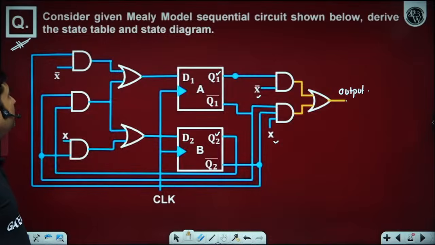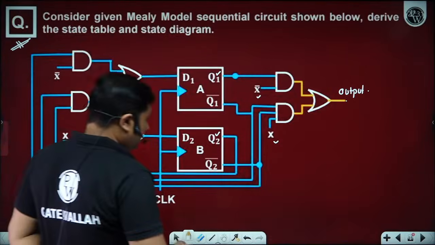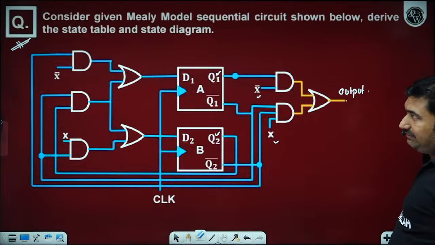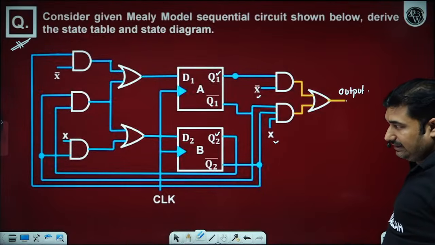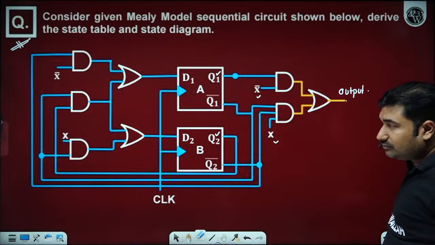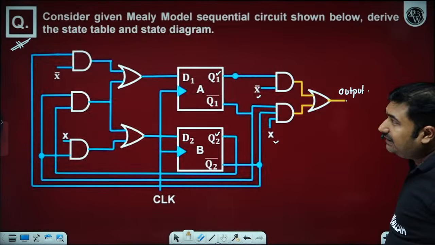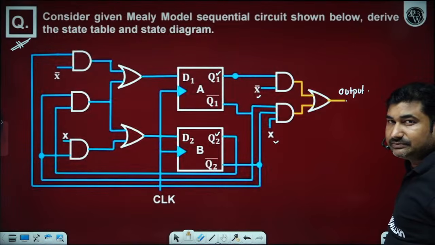Now please observe. Consider the given Mealy model sequential circuit shown below. Derive the state table and state diagram. First of all, we have to construct the state table, and then we need to draw the state diagram. Okay.